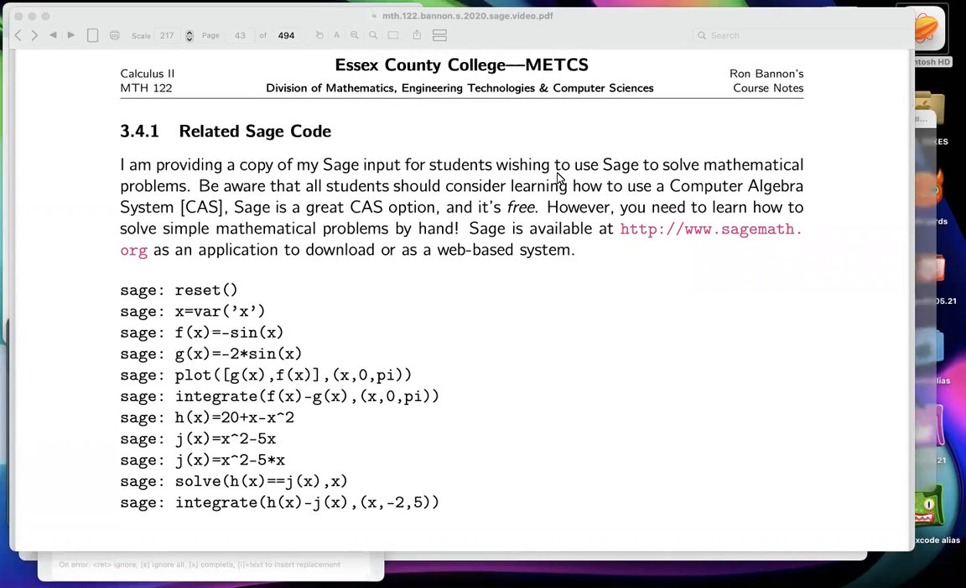Okay, we're in section 3.4.1 of the notes. What I'm trying to get across to students at Essex, and I've been doing this since Math 100, is that although this is optional material, it's in your interest to start using what's known as a computer algebra system. The computer algebra system that I'm recommending is called SAGE. All right, we'll go through it.